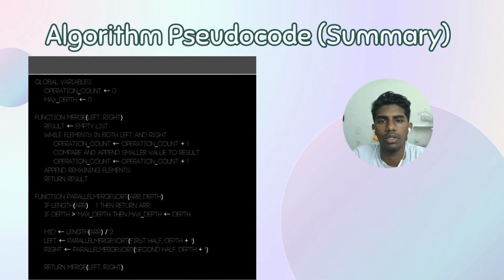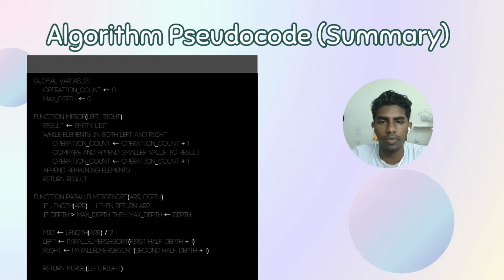Here is a simplified version of the pseudocode for the parallel merge sort. The parallel merge sort function recursively divides an array and tracks the depth of the recursion. The merge function combines two sorted arrays and updates the operation count, which represents the total work done. The global variables operation_count for the work and max_depth for the span help us measure the performance characteristics of the algorithm.